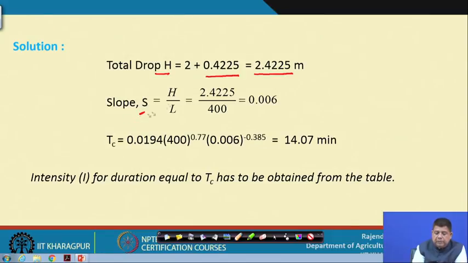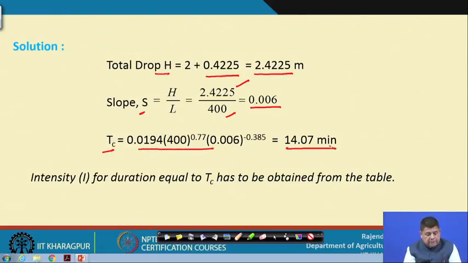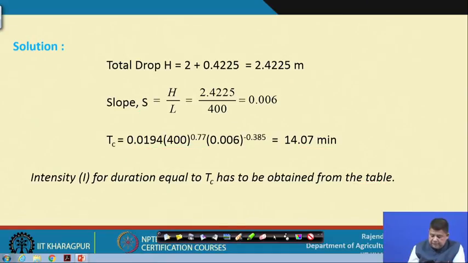the total slope will be h by L, that is total drop over length. This is drop, this is length, 0.06. So, in the formula now we know L, we know S. By putting this in the formula we get a value of 14.07 minutes, and then we have to use this for obtaining the data from the table itself.